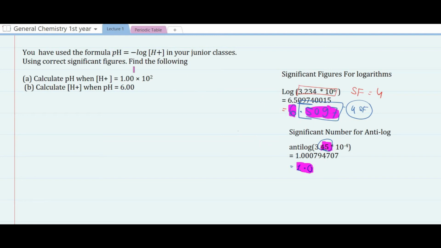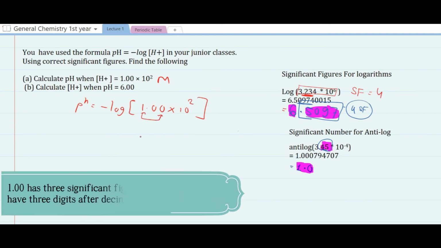Now for understanding this concept, we have this problem. I hope you are aware of calculating pH, right? But in this problem, we will be using correct significant figures. First of all, we are calculating pH when the concentration is 1.00 times 10 raised to the power 2. Let's say this is molarity, and we need to find the concentration in molarity. So here pH would be minus log of H plus, 1.00 times 10 raised to the power 2. Since there are 3 significant figures here, the resulting value should also have 3.